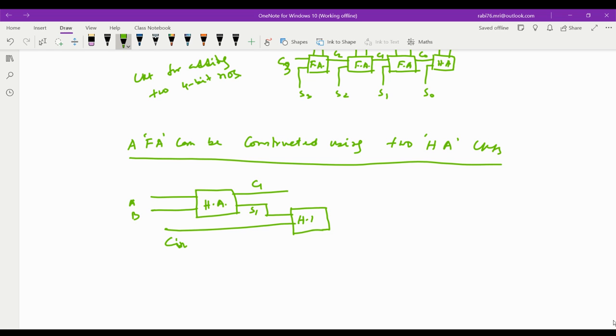Go to another half adder. It has two outputs, one is carry C2 and one is S2. This S equals S2, right? So the output is there, and this is C2.